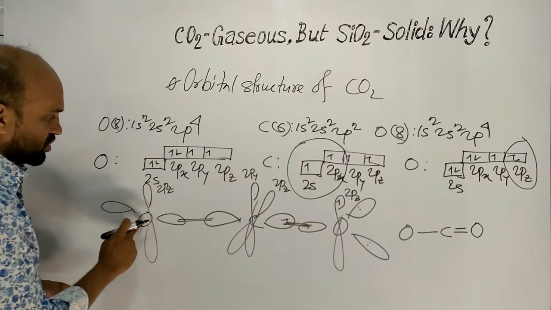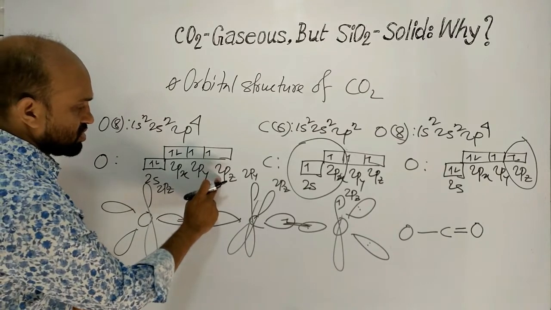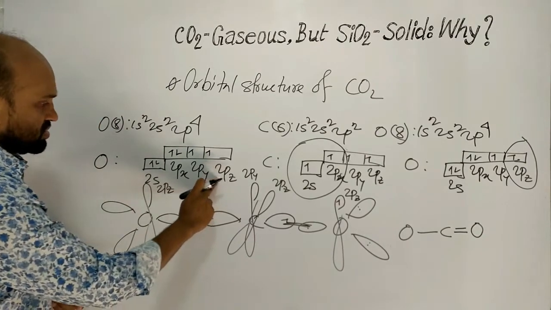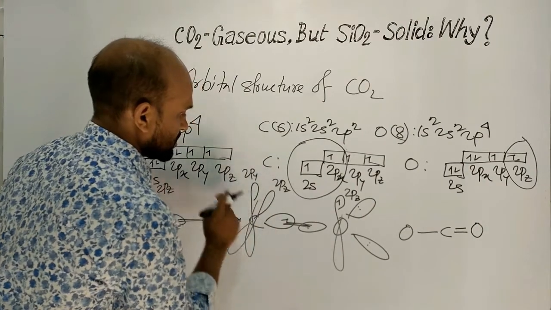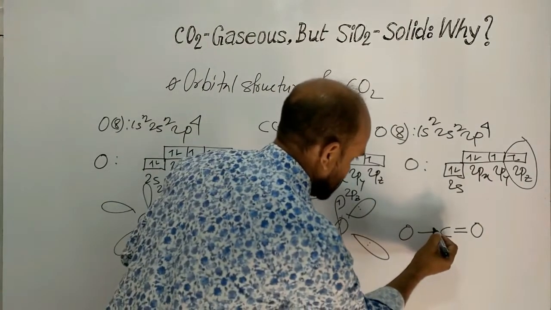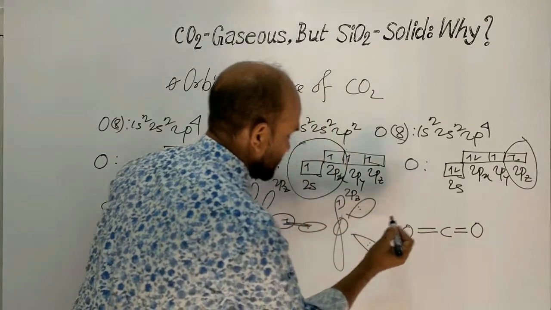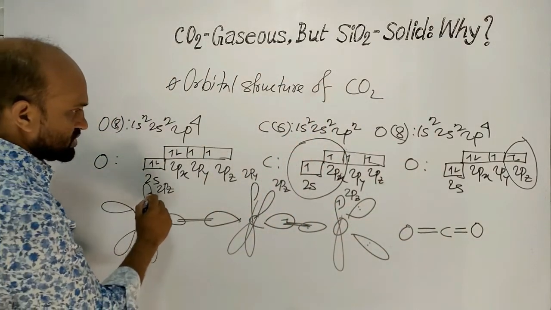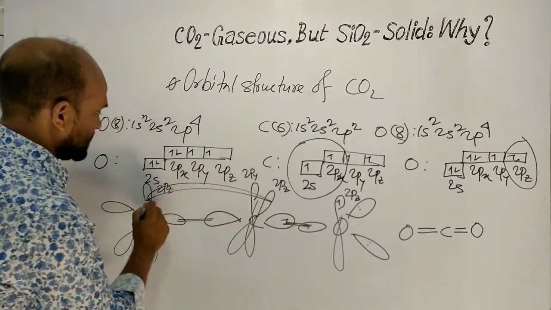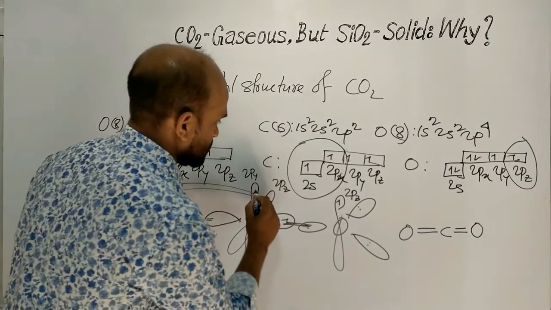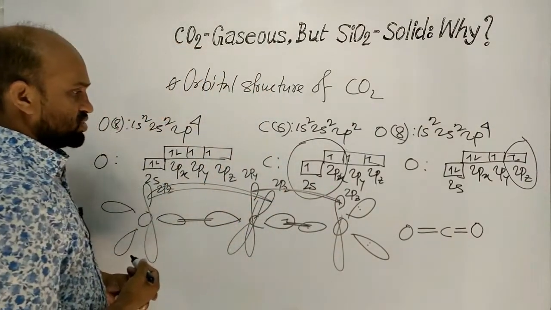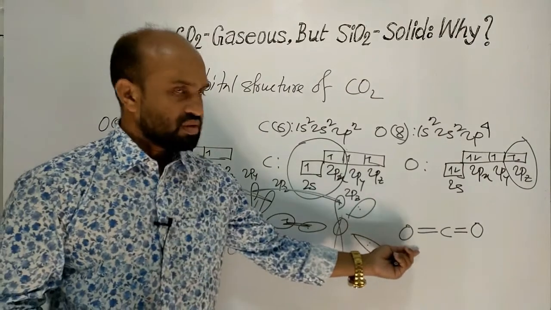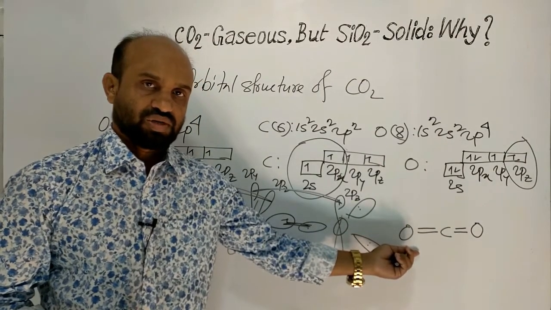The unhybridized 2pz orbital of oxygen overlaps with the 2pz orbital of carbon. Then a stable pi bond is formed. Similarly, 2py and 2pz overlap. So in this way, carbon dioxide is formed.